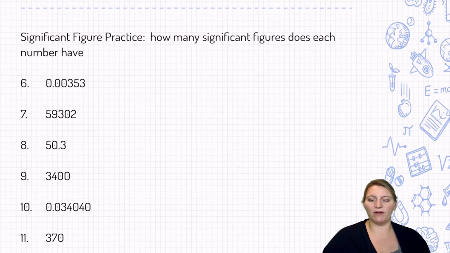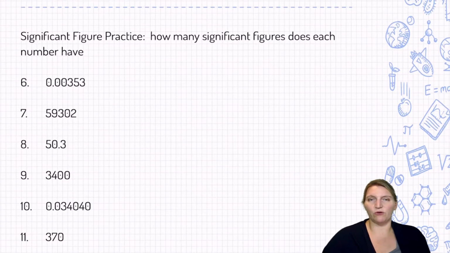Okay, so here's a little bit of practice here. You're going to use those rules, 1 through 5, to determine how many significant figures each number has. Generally, what I do is I put a check over the ones that are significant and an X over the ones that aren't. So take a moment, pause this tape, then unpause it and see your answers.